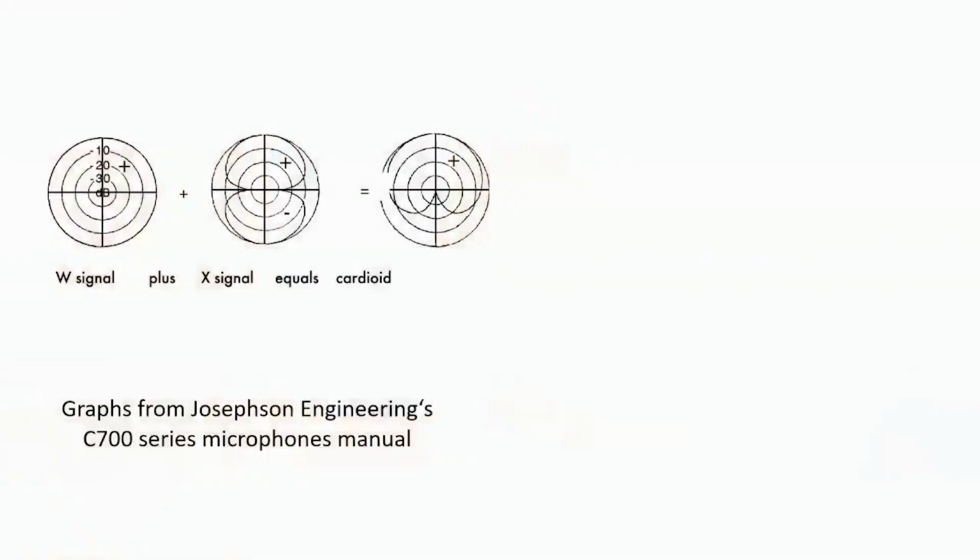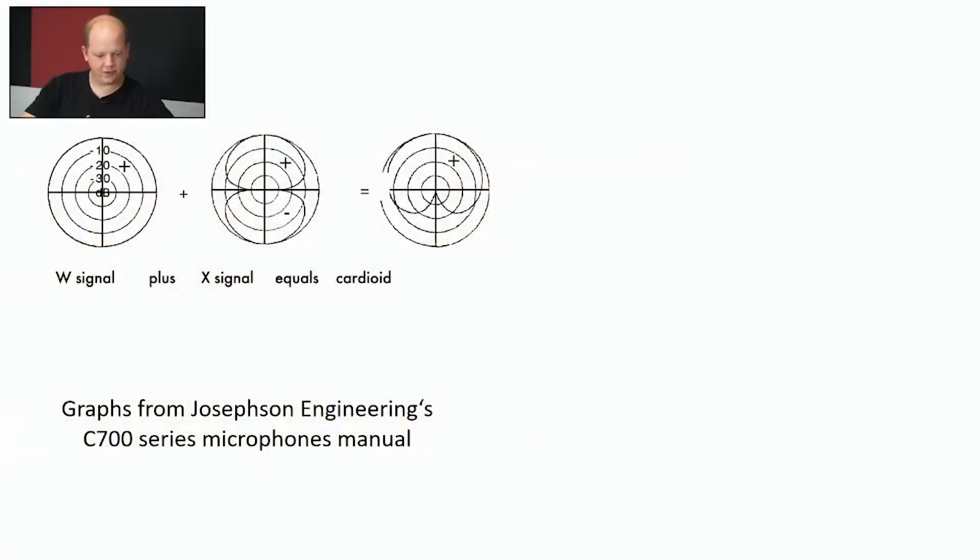I used graphs from a very cool manual, actually, from Josephson's C700 series microphones. So basically, this shows, for example, if you take an omnidirectional characteristic and you mix it with a figure of eight characteristic, you get a cardioid pattern. I think most of you will know this. If you now don't mix these two characteristics one to one, but in different ratios, you can basically do every characteristic we all know: cardioid, supercardioid, hypercardioid.